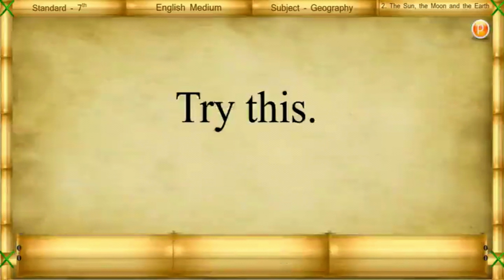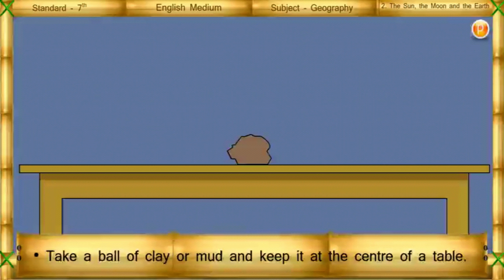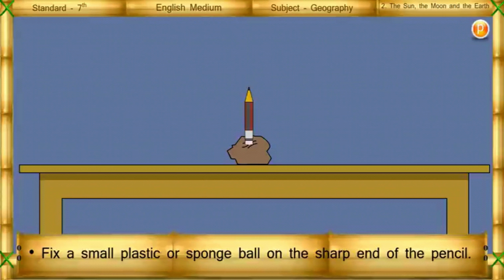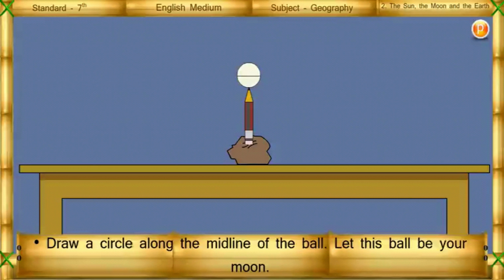Try this. Take a ball of clay or mud and keep it at the center of the table. Fix a pencil vertically in the clay ball in such a way that its sharp end points upwards. Fix a small plastic or sponge ball on the sharp end of the pencil. Draw a circle along the midline of the ball. Let this ball be your moon.